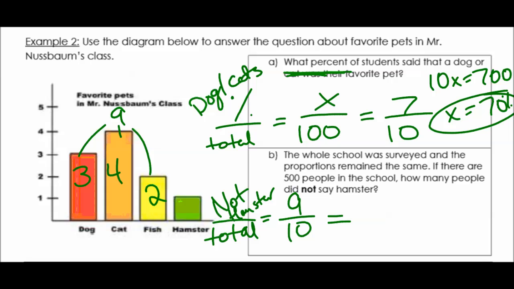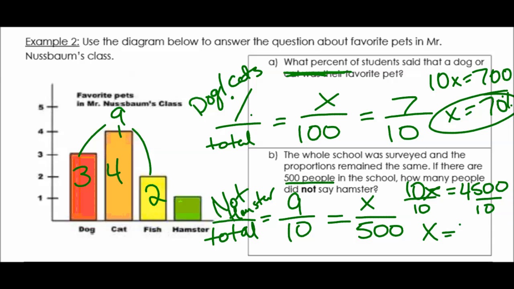We're trying to figure out, of 500 people, how many would say that same thing. So we don't know the number of people out of the 500, but we know there's a total of 500 people in the school. So again, we're going to cross multiply. 10 times x is 10x. And 9 times 500 is 4,500. Divide by 10 on both sides, and that gives us that x is 450 people, which makes a lot of sense. Most of the people, almost all of the people said not hamster. So almost all of the 500 people should also not say hamster.